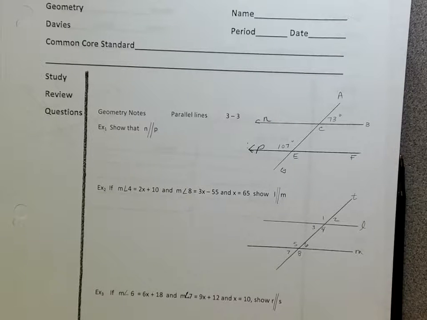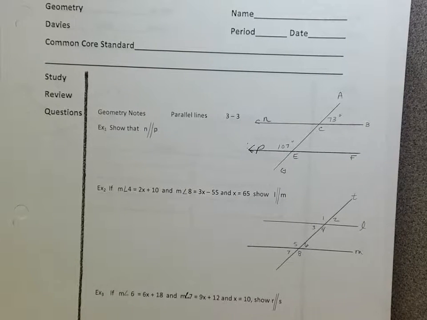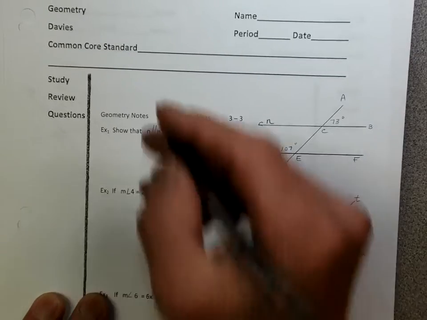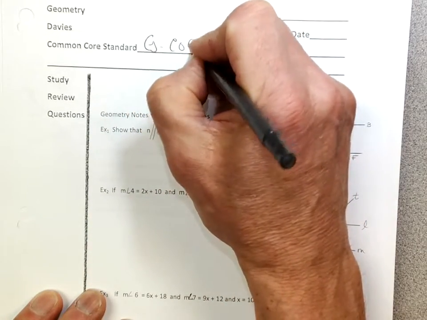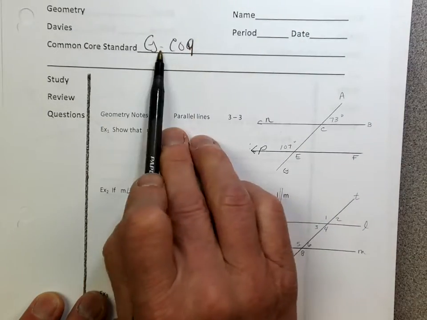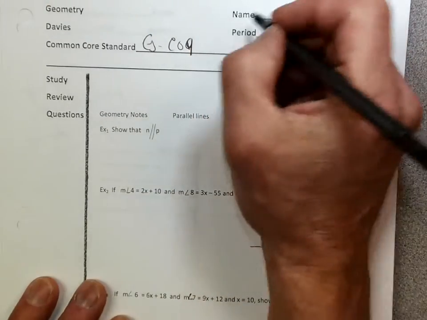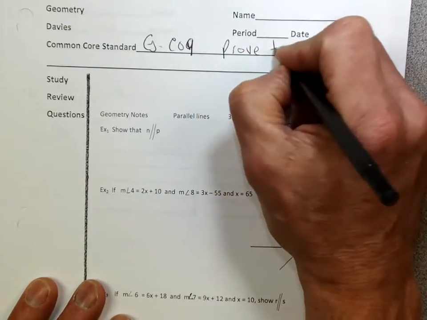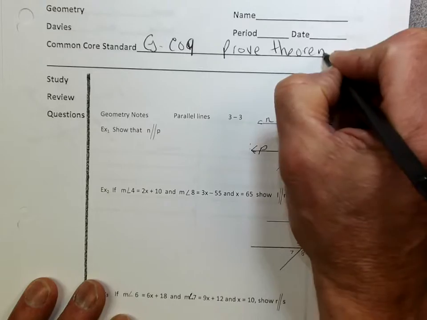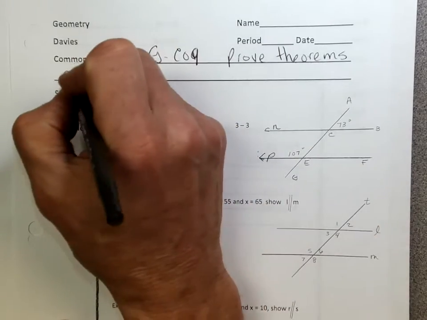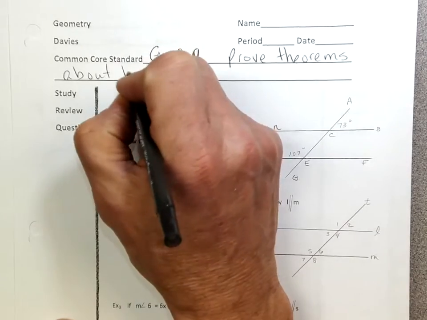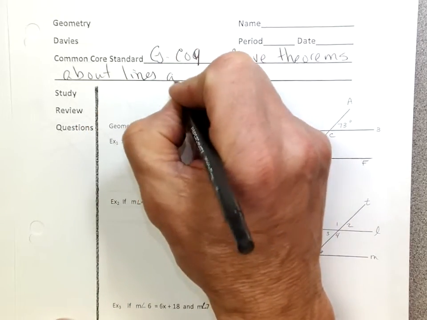Today we're talking about proving two lines are parallel by our corresponding angles, our alternate interior angles, same side supplementary. Okay, so our Common Core Geometry standard, G-CO for congruency, and we're going to do number 9. It's the 9th bullet, and it's basically prove theorems about lines and angles, which is exactly what we're doing.